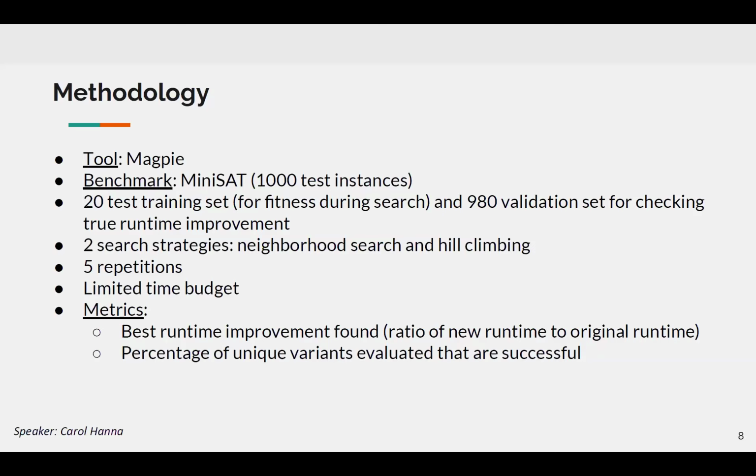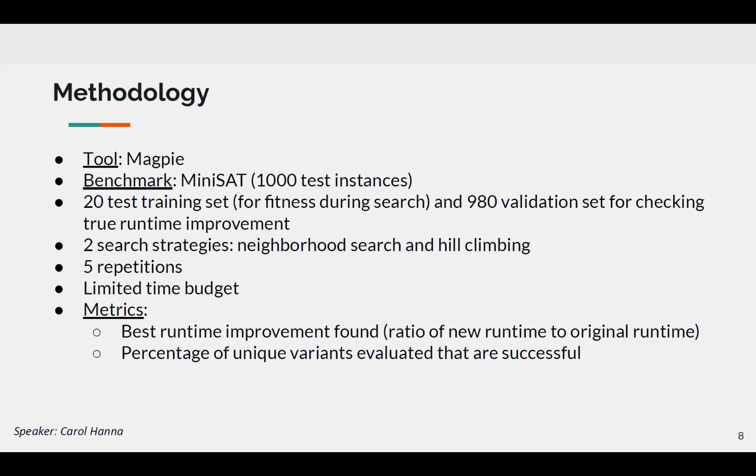The reason we did this split is based on past work. I think it actually was by you, Emmerich, where you say that 20 is a good enough number of tests used during search, if I'm not mistaken. And then 2 search strategies, neighborhood search and hill climbing. We did 5 repetitions in order to more accurately report on results, and we set a limited time budget, the same for all the runs.